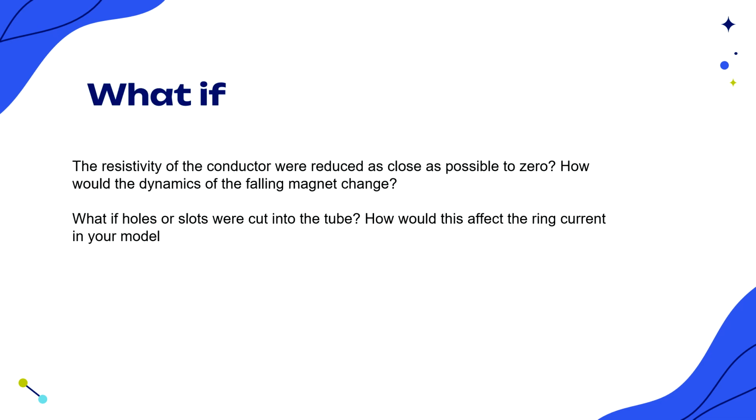So what if the resistivity of the conductor were reduced as close as possible to 0? How would the dynamics of the falling magnet change? According to Ohm's law, decreasing the resistivity would increase the strength of the opposing induced current in the tube. This would result in the bar magnet moving very slowly through the aluminum tube.